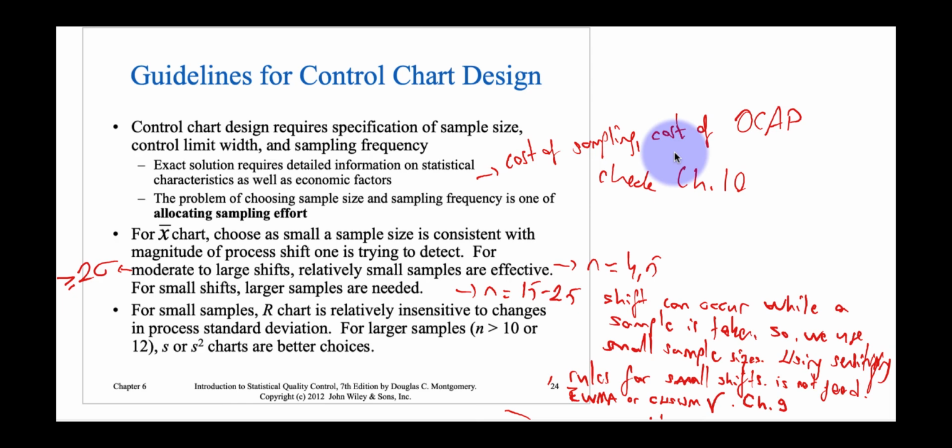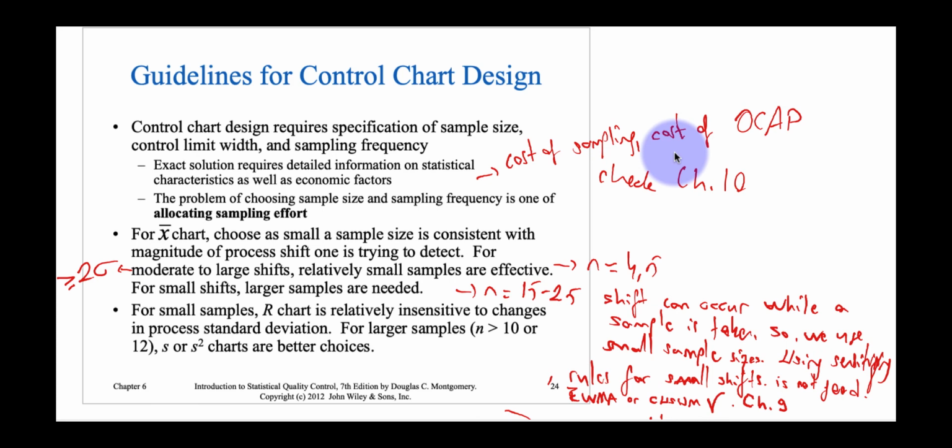Okay, so for the X-bar chart, the mean chart, we can say that choosing a smaller sample size is consistent with the magnitude of the process shift one is trying to detect. So when we talk about large shifts, like greater than 2 sigma in the mean, relatively small samples are effective, like sample size 4 or 5. But for the small shifts we are trying to detect, larger samples are suggested, like 15 to 25.